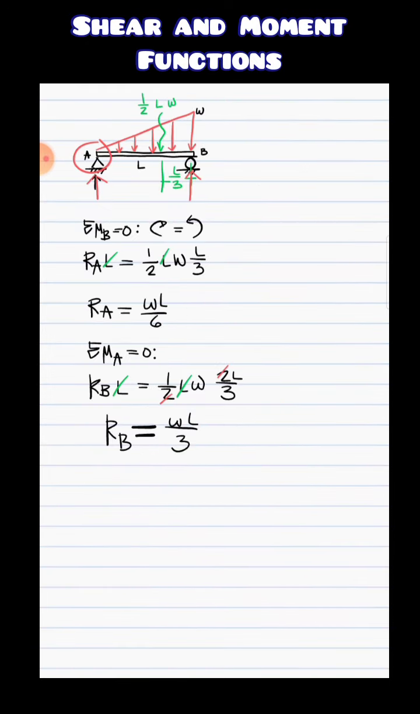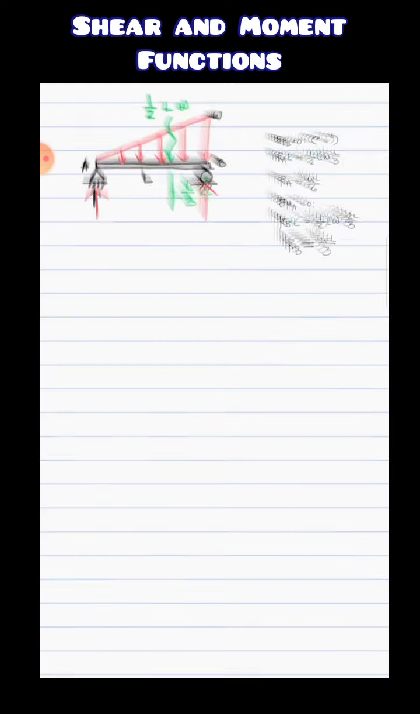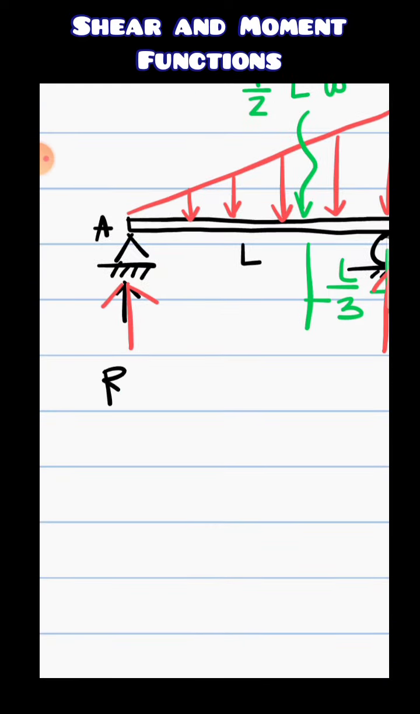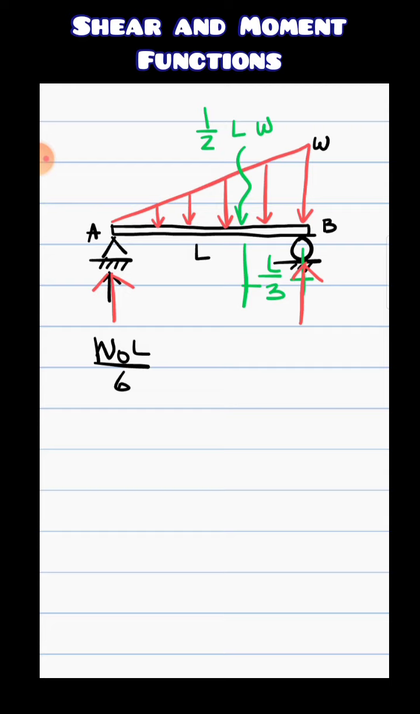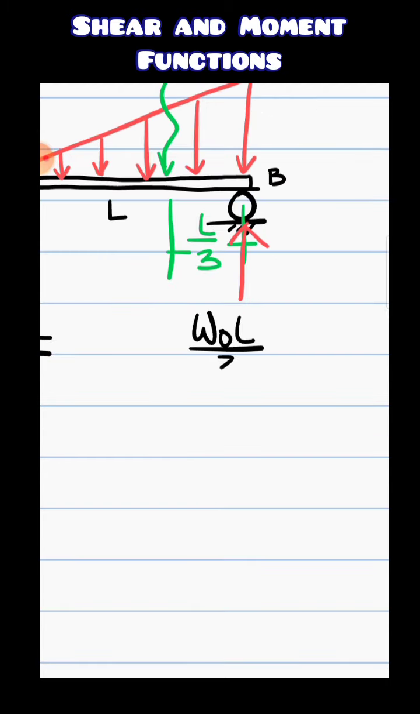Now that we found the reactions, we can make them smaller and write them here. This is WL over 6, because its reaction is smaller, since this point is just smaller compared to this point. So WL over 3 here at B.